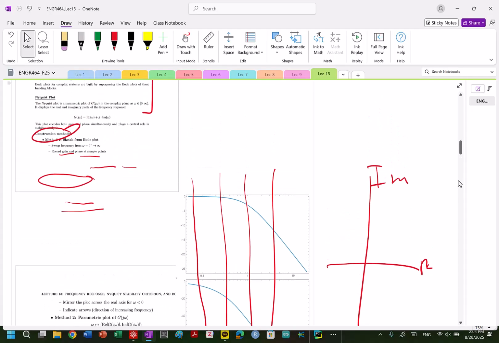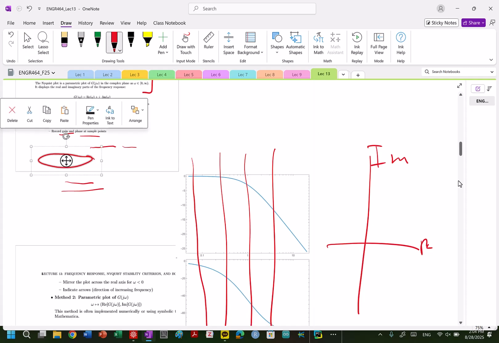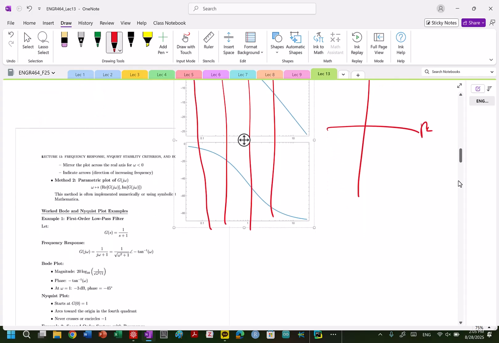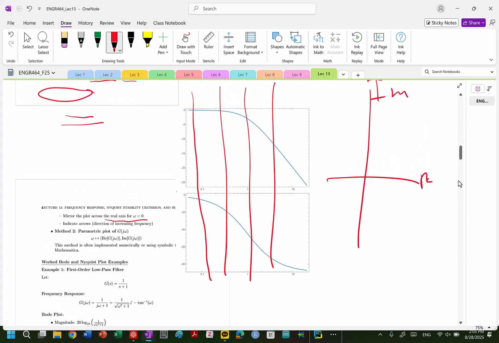Here we go. So you can draw vertical lines here at this frequency, and as you go across, you map out on the real and on the imaginary side, sketching out the gain and the phase at those sample points, right? You're recording those values. And you can mirror across the real axis for negative frequencies. So the real axis is here. These are for positive frequencies, and you can mirror them on the other side. Then you indicate with arrows the direction of increasing frequency.